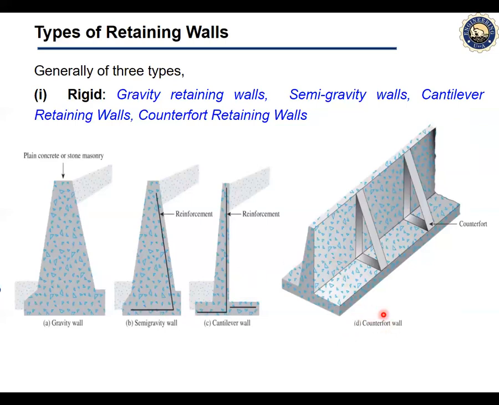This is an example of a counterfort wall. As you can see, it's very similar to this cantilever retaining wall if we compare this section, but it has thin vertical concrete slabs known as counterforts, like you see here, counterforts that tie the wall and the base slab together.